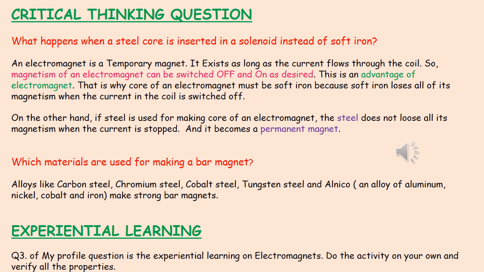Now, which materials are used for making a bar magnet? Alloys like carbon steel, chromium steel, cobalt steel, tungsten steel, and alnico, which is an alloy of aluminum, nickel, cobalt, and iron, are used for making strong bar magnets.